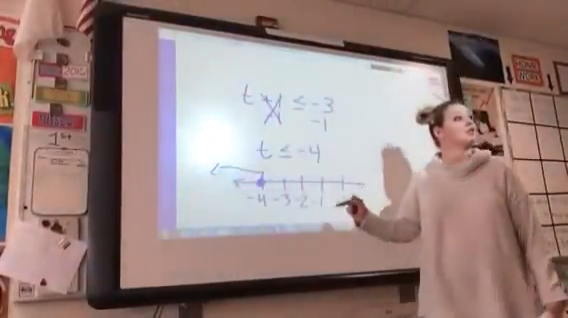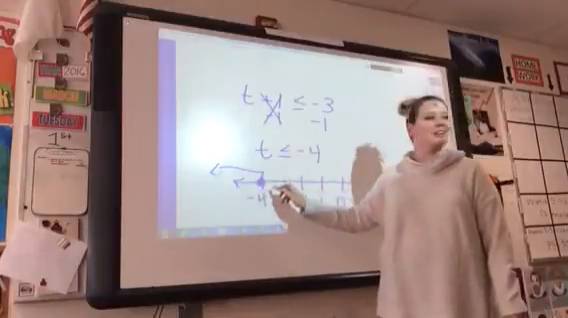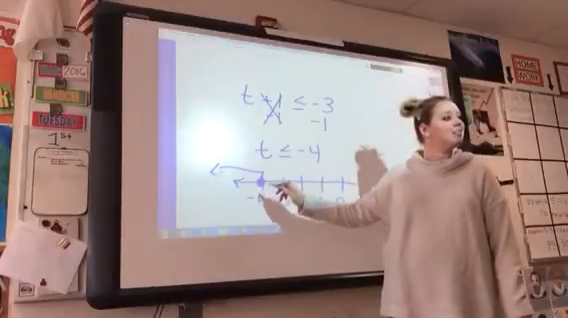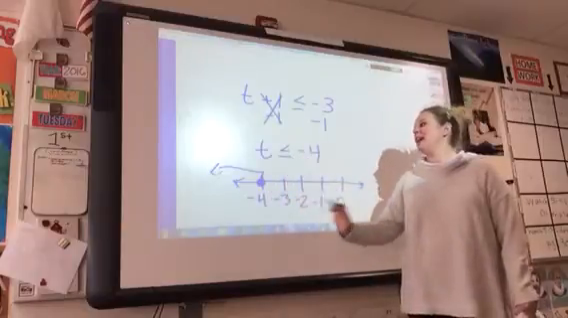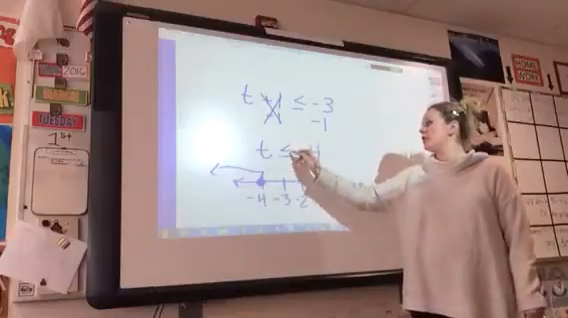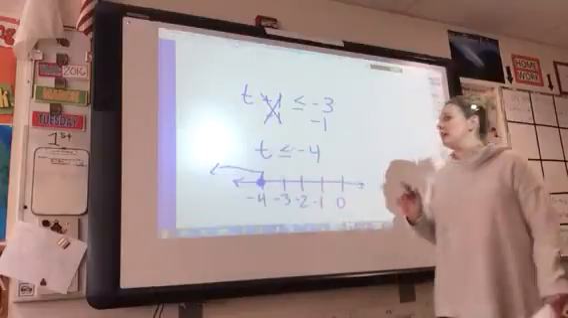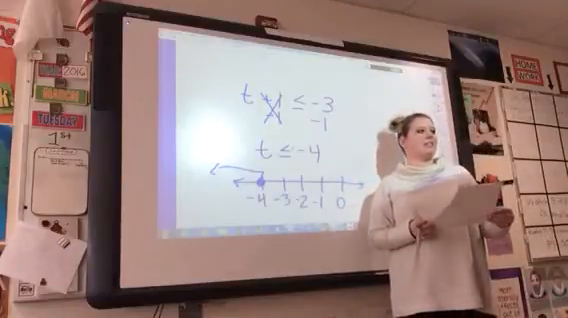All right, so let me just repeat this because this wasn't on the video. So we talked about this being a closed circle. Why was that? Because it's equal to, because it has the line underneath it, okay? And then we also talked about going towards the left because it was pointing towards the variable, which is what we read. Okay, next problem is define, it says define a variable.